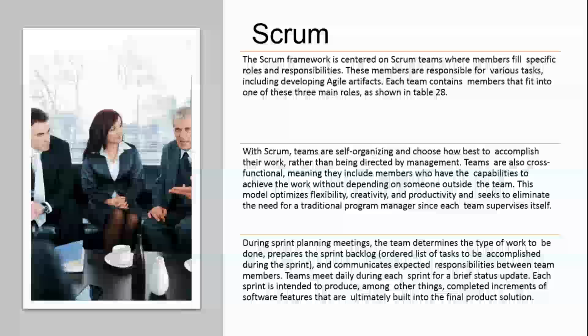During sprint planning meetings, the team determines the type of work to be done, prepares the sprint backlog, which is an ordered list of tasks to be accomplished during the sprint, and communicates expected responsibilities between team members. Teams meet daily during each sprint for a brief status update. Each sprint is intended to produce, among other things, completed increments of software features that are ultimately built into the final product solution. Now, there's a correction I would like to make.